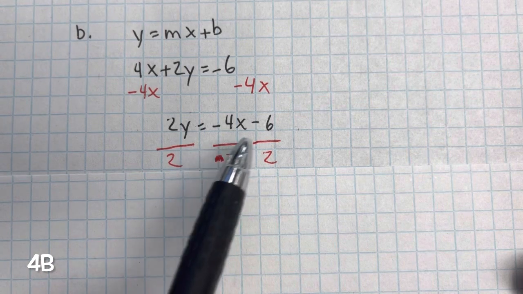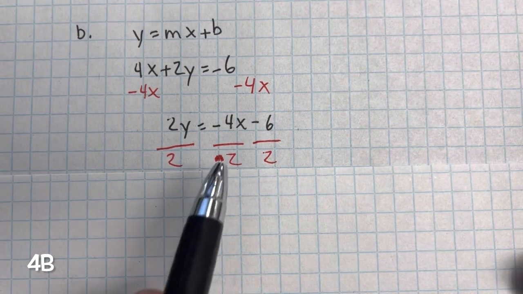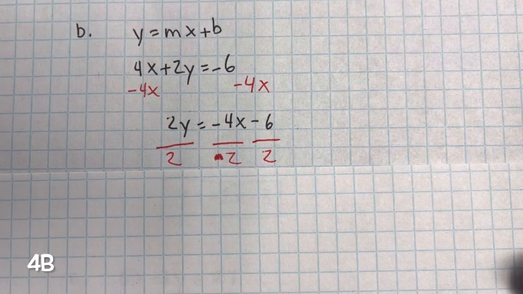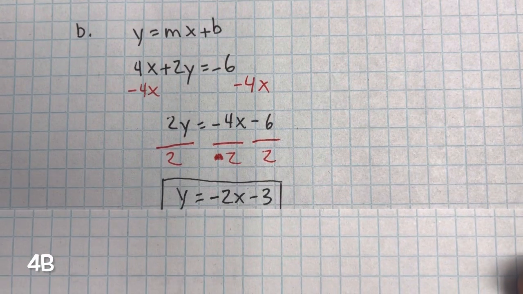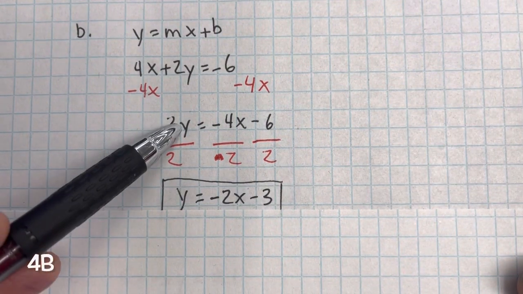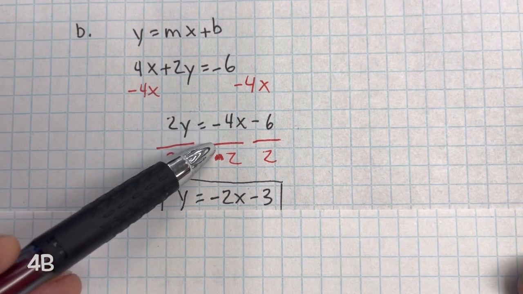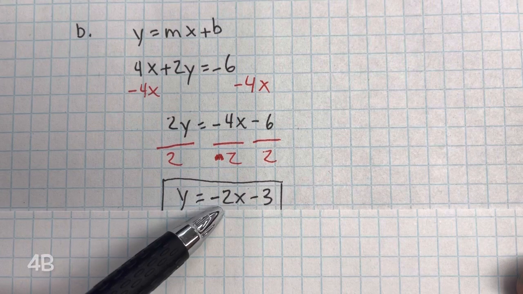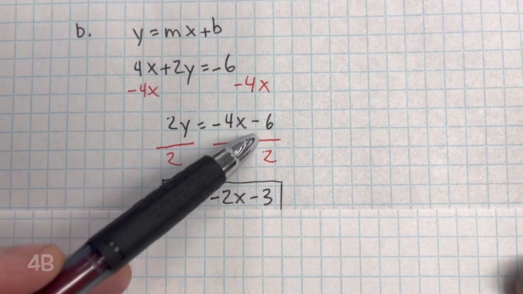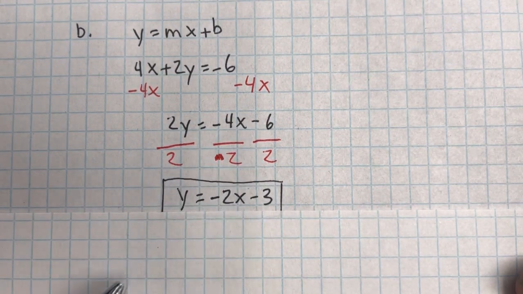So we have to divide both of these terms by 2. And so 2 divided by 2 is 1. 1 multiplied by y is y. Negative 4 divided by 2 is negative 2. And then negative 6 divided by 2 is negative 3.